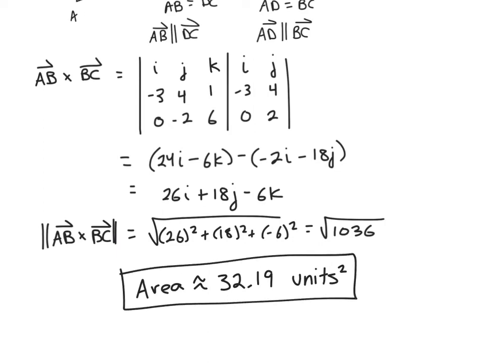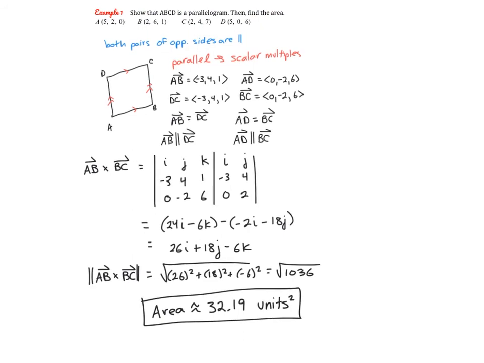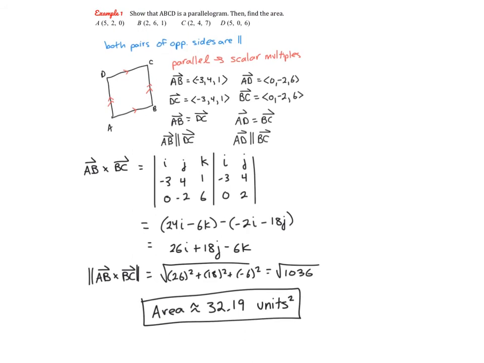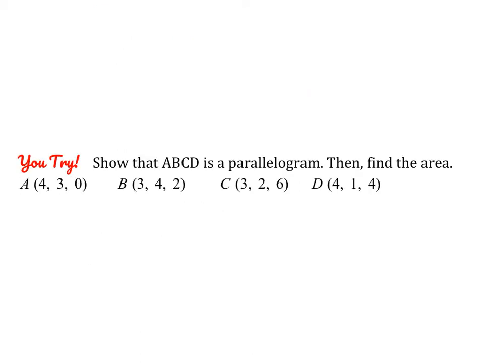There you have it. So remember, first you need to prove that the quadrilateral is a parallelogram by showing that both pairs of opposite sides are parallel. From there, once you've proven that it's a parallelogram, you can take the magnitude of the cross product, and that should yield the area of your parallelogram. All right, go ahead and pause the video and give this one a try.